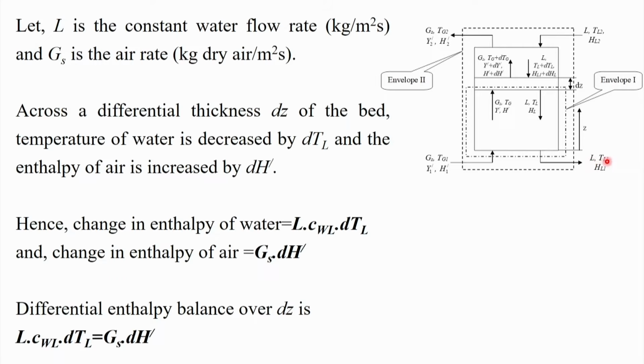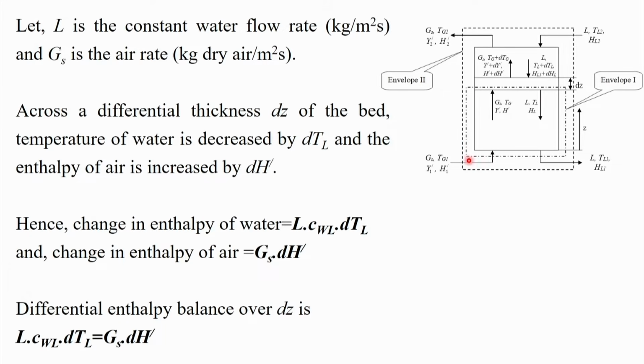The cold water coming out from the cooling tower will be at the flow rate of L, and the temperature will be TL1 with enthalpy HL1. The moist air exiting from the cooling tower will be with this Gs flow rate, on a dry basis, and temperature will be Tg2, humidity Y2 prime and enthalpy H2 prime. For simplicity of the calculation, first we assume one envelope, envelope 1, where we take the bottom part of the cooling tower.